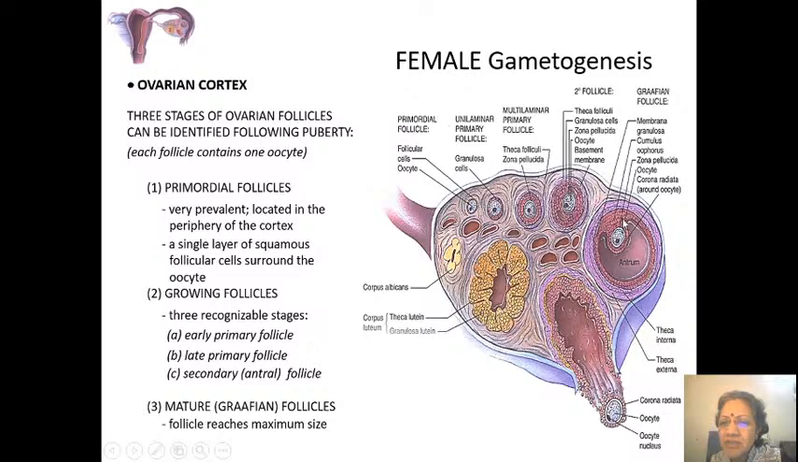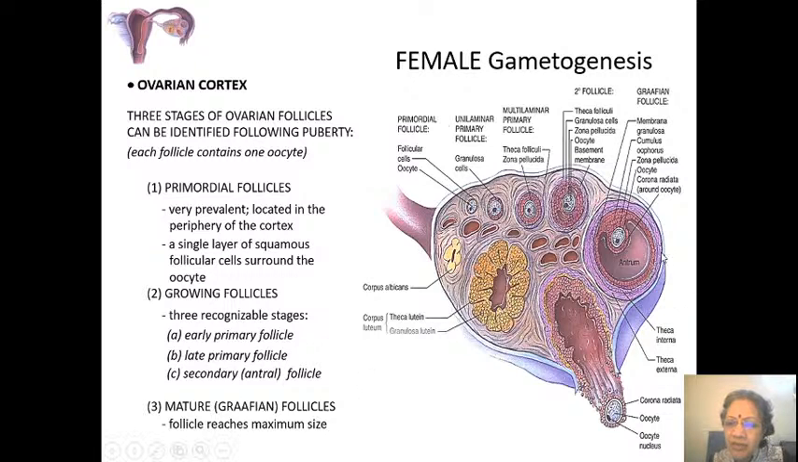So you have the cumulus oophorus. Outside of that you have a membrana granulosa. Outside of that you have a theca interna. Outside of that you have a theca externa. Please remember, it's a connective tissue domain. It's not cellular. It is connective tissue fibers.